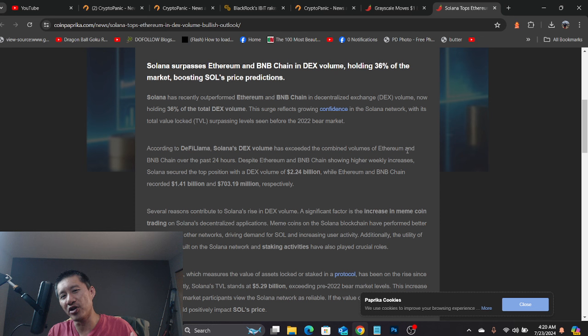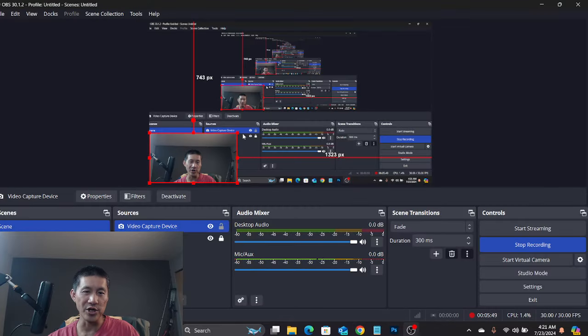The DEX volume in terms of money, the amount of money they transferred, is actually greater. The number of transactions is probably also greater as well. So Solana is definitely taking over this market. But of course, it could actually be a lot of wash trading. We don't really know how much wash trading goes on in each platform. And if we knew that, the statistics might actually be different.